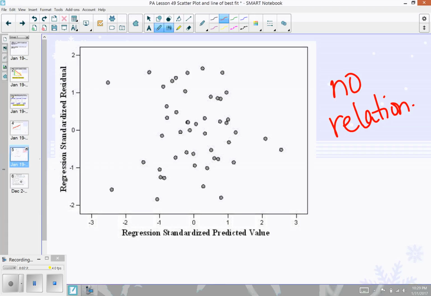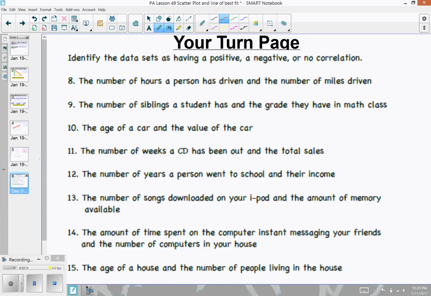All right, tonight for the Your Turn page, I'd like you to write down numbers 8 through 15 in your notebook, and tell me whether each situation represents a positive, a negative, or no correlation. You're going to have to think a little about what would happen as your independent variable increases. What happens to your dependent variable? Does it increase? Does it decrease? Or really they have nothing to do with each other?